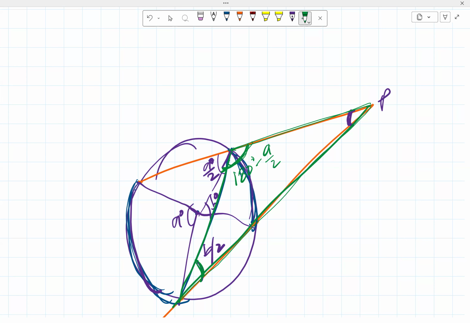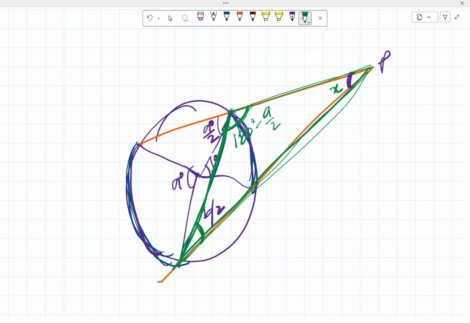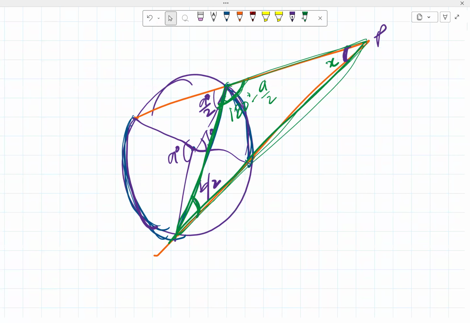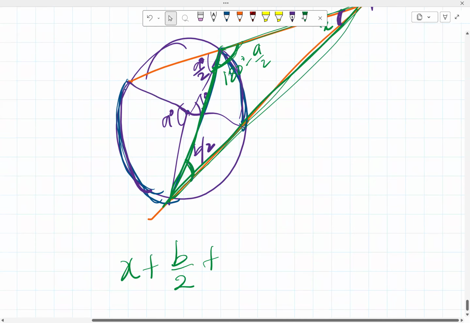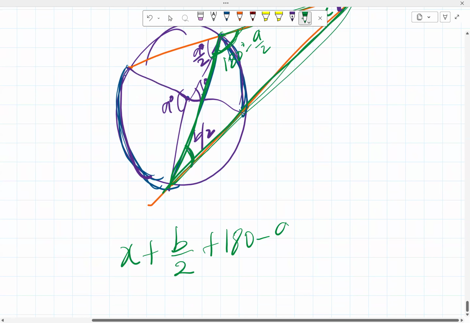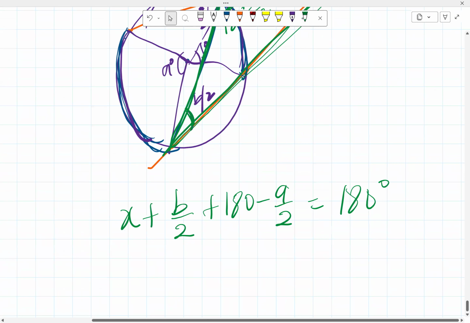And then we are looking for, let's say this is what we are looking for now. Let that be X. So this is easy because from this triangle now, we have three angles: 180 minus A over 2, then B over 2 and X. So we are just going to have X plus B over 2 plus 180 minus A over 2, all of that equal to 180 degrees, basically. So from this green triangle now.